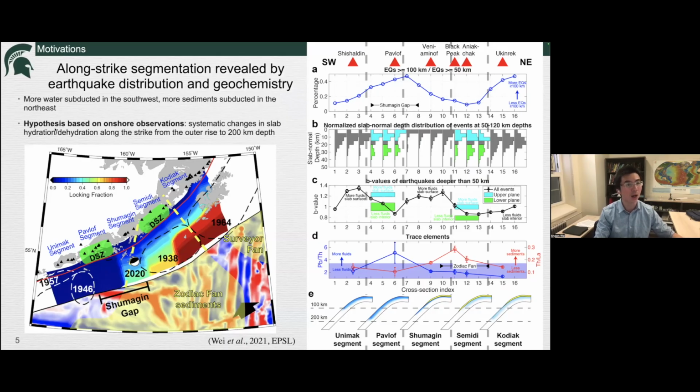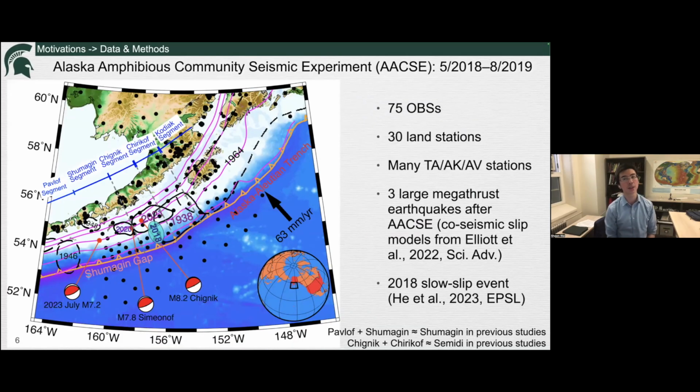But anyhow, our hypothesis is that in the subduction zone, the subducted slab is important. It probably can control all the things, can explain all the things along strike. Is that true? Well, luckily, there was this amphibious community experiment in Alaska. There were 75 ocean bottom seismometers deployed in this region, and many land stations.